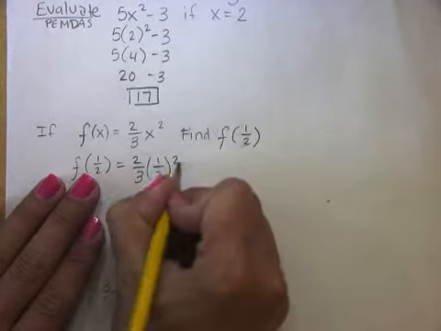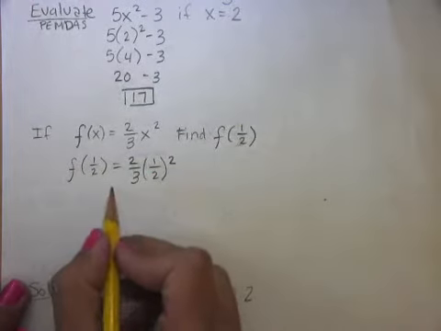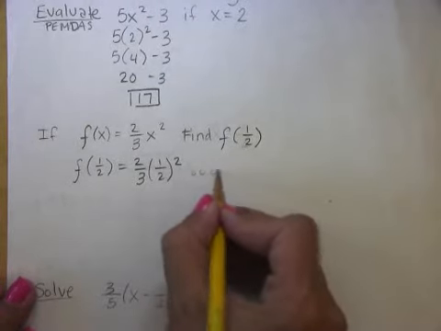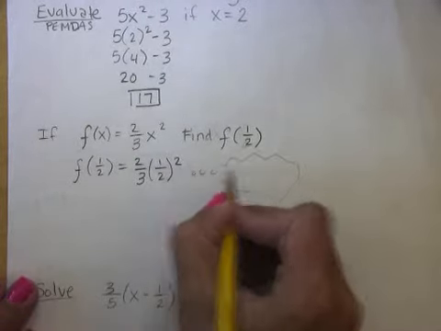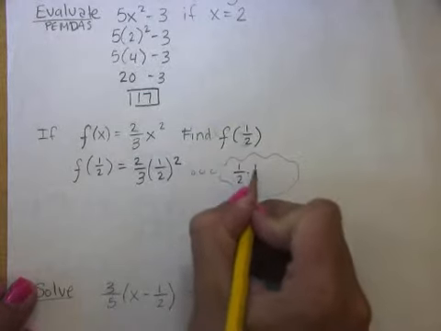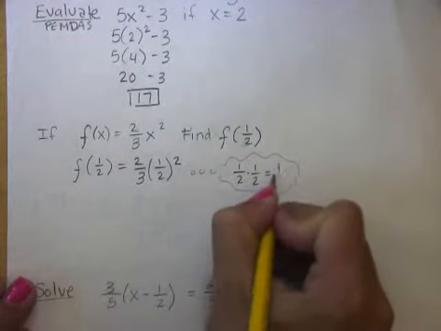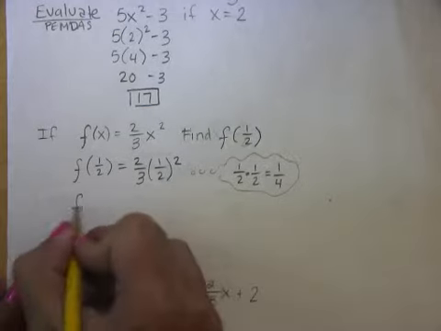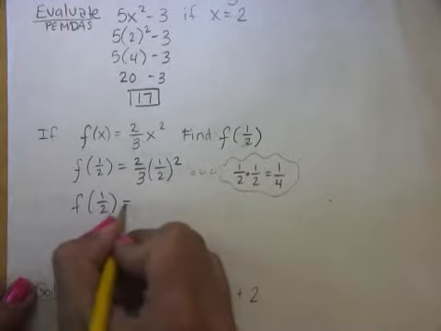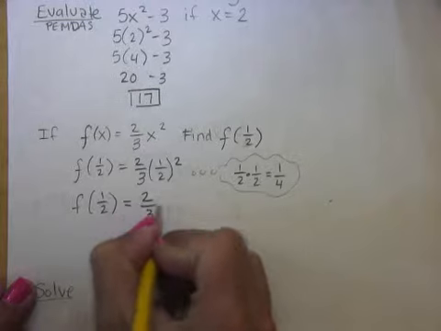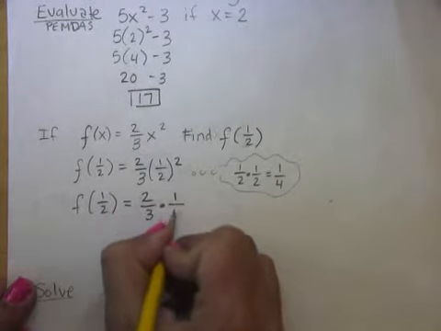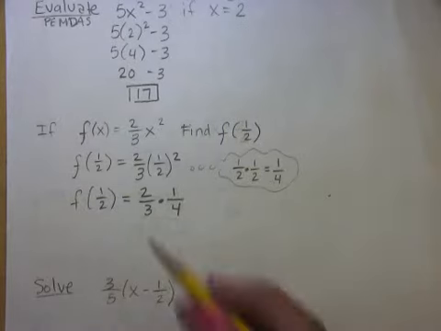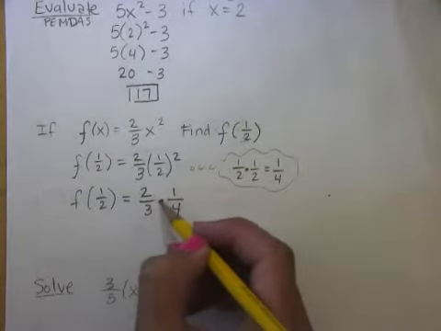1/2 squared. So in this case, I'm going to do exponents first. So 1/2 times 1/2, we know how to multiply with fractions. 1/2 times 1/2 equals 1/4, right? So f of 1/2 so far equals 2/3 times 1/4. Multiplication of fractions, I don't have to have a common denominator. I can cross reduce though in this problem because it's multiplication.